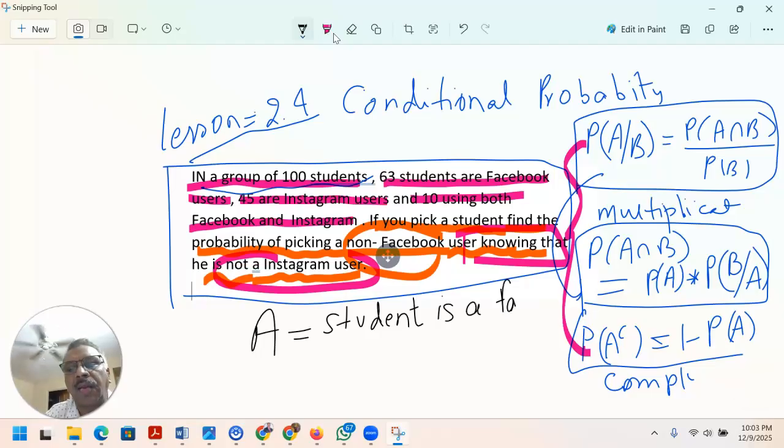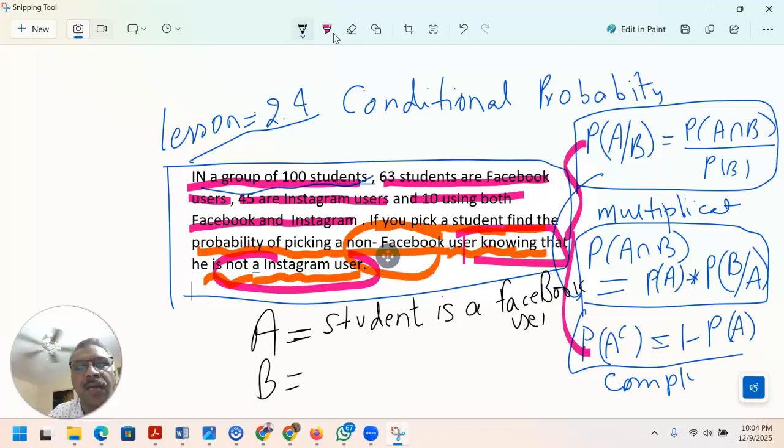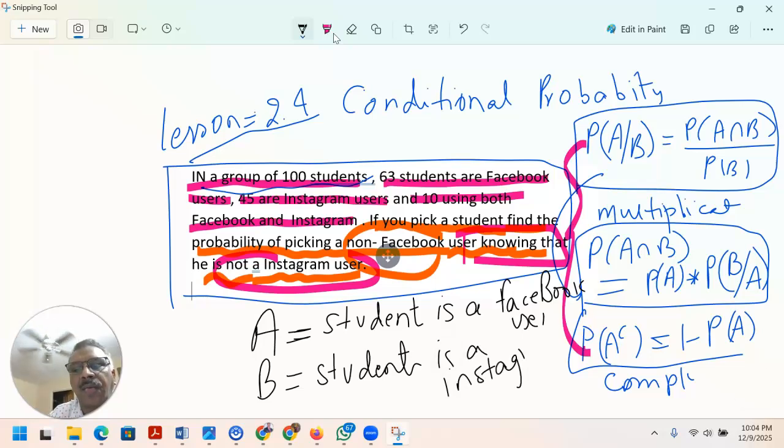This is one thing you have to know: A stands for a selected student. When you pick a student, A means that he is a Facebook user, and then we'll write B: the student is an Instagram user.